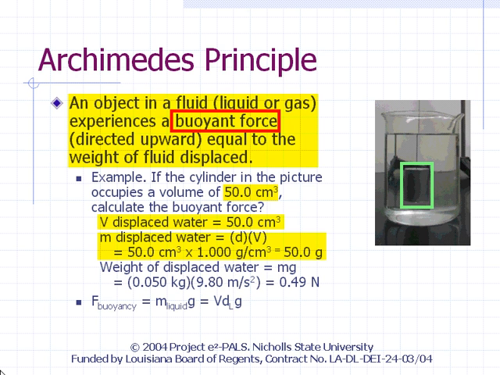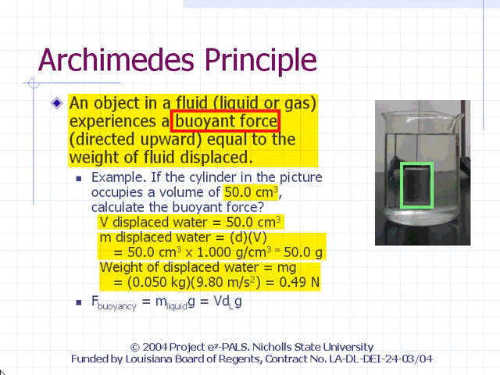We multiplied this by the acceleration due to gravity to get 0.49 newtons. The water exerts an upward force of 0.49 newtons on the cylinder. This counteracts the force of gravity, which is equal to the weight of the cylinder. The cylinder, then, will apparently weigh less than the water.